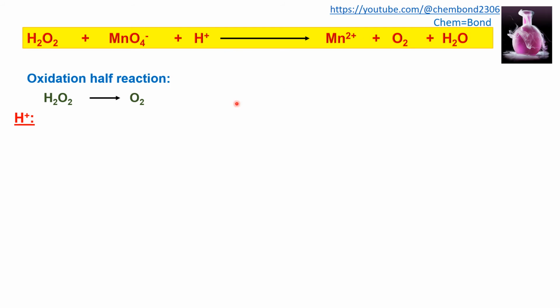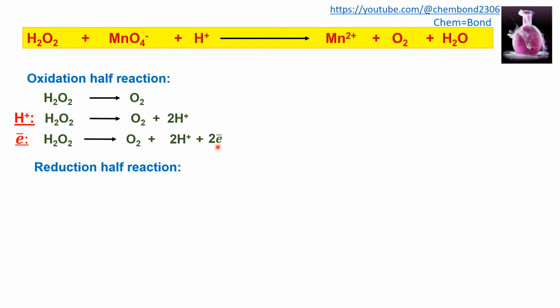Now we will balance the number of hydrogen on both sides by adding 2 hydrogen ions to the product side, because here are 2 hydrogen. Oxygen is already balanced. Now adding the electrons in order to balance the charge. On this side the charge is 0 and here 2 plus charge is present. So we will add 2 electrons over this side in order to neutralize these plus 2. So 2 electrons will be added.